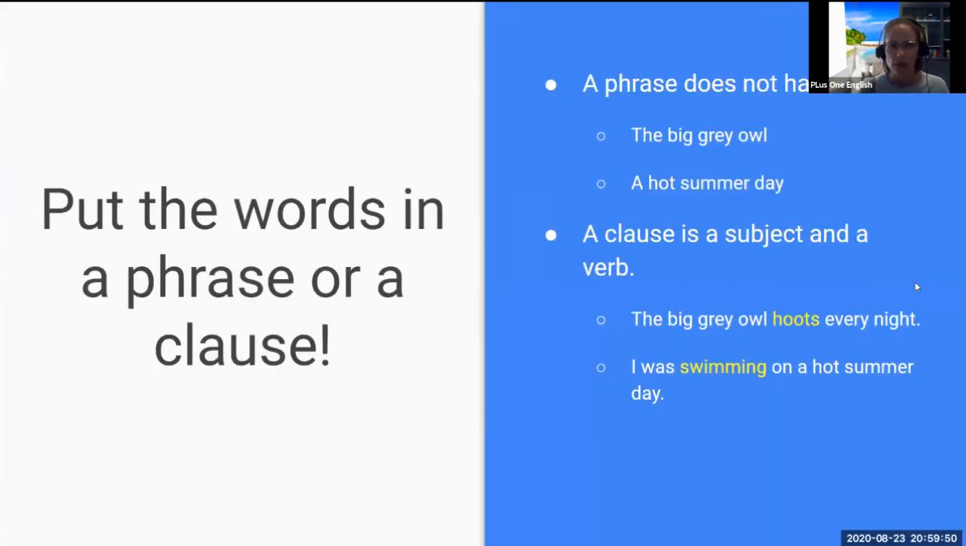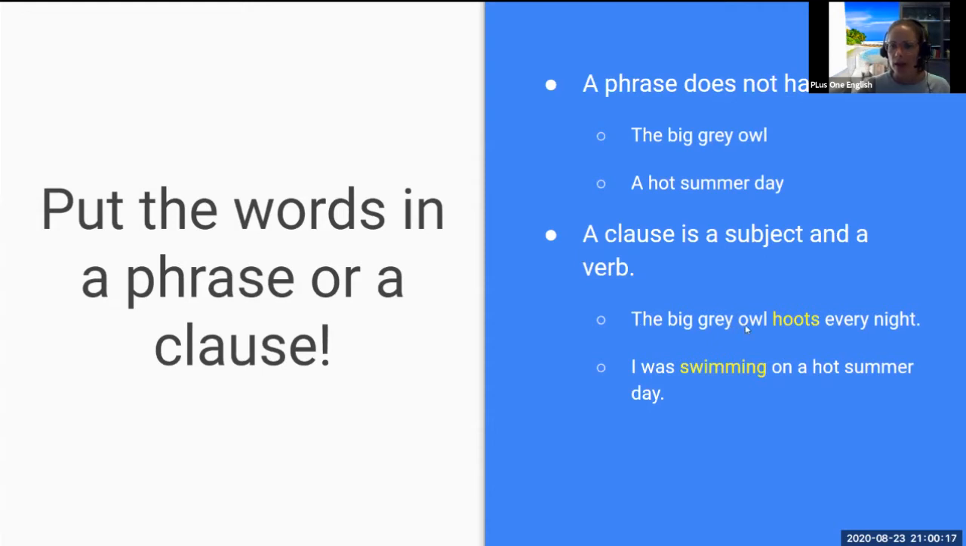Next, we put the words in a phrase or a clause. A phrase does not have a verb. Here's my picture. There you go. A phrase does not have a verb. Okay, so it's just words without a verb, such as the big gray owl, a hot summer day. A clause is a subject and a verb. Okay, so that's the difference between a simple phrase and a clause.